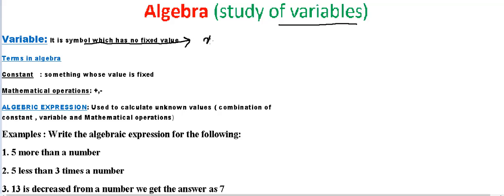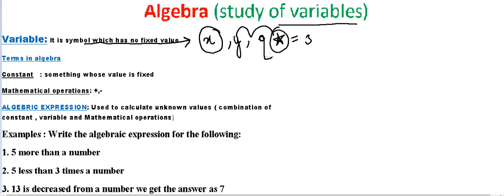Let us take x. X is a symbol, or we can say y. These are alphabets. Let us take a symbol that is a circle. We can take a circle. We can take a star. These symbols do not have any fixed value. We can't say that this star is 3, or this means 2 and this means 4. We can't say like this. So these are the variables, that is, the symbols which have no fixed values.